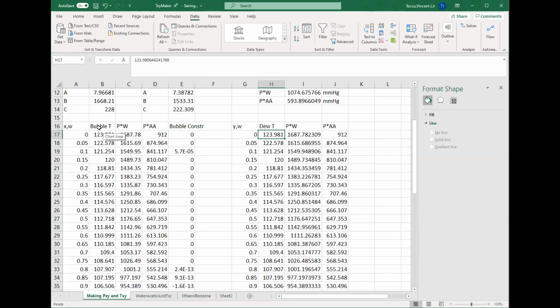I just noticed bubble tea. That was one of my favorite drinks when I was in college. I used to love stopping at the bubble tea place and getting a nice beverage before class.